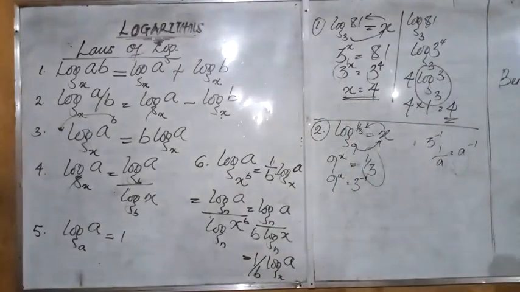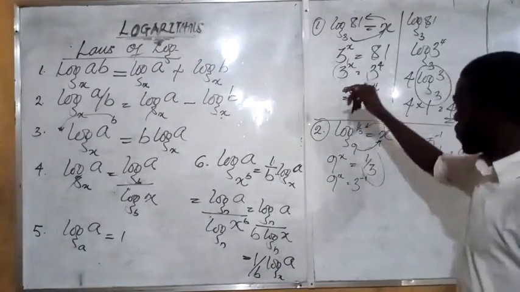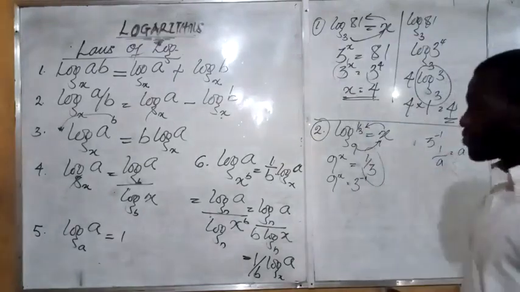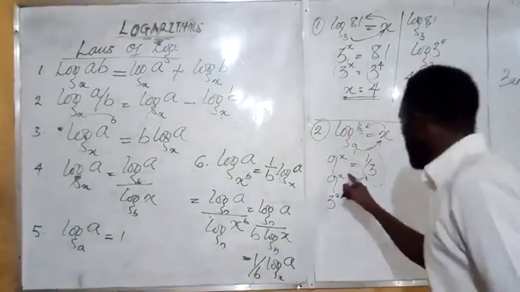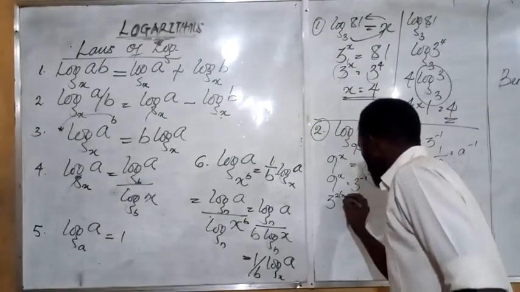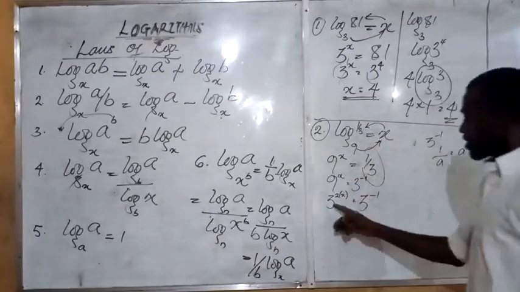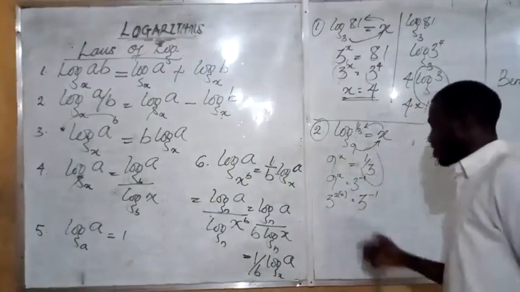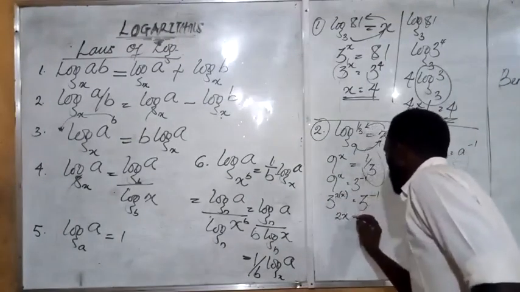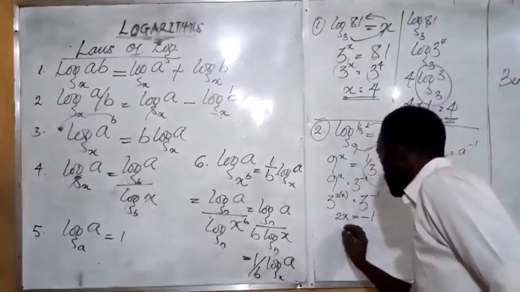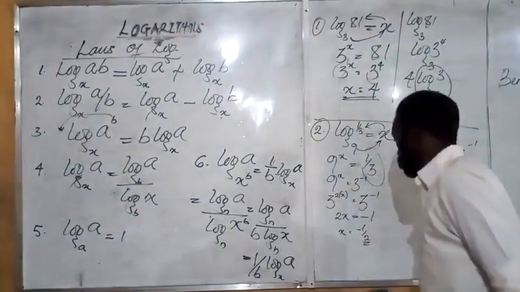Now, we are going to use this principle of converting both to the same base. And 3 raised to the power 2 will give us 9, right? Then we have 3 to the 2x is equal to 3 raised to the power minus 1. Technically, since 3 is equal to 3, then this power must be equivalent. 2 times x is 2x is equal to minus 1. And definitely, dividing both sides by 2, x becomes minus 1 over 2.